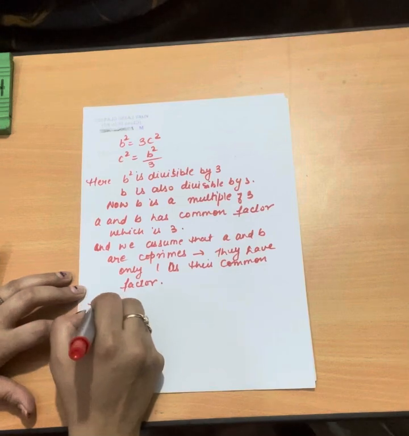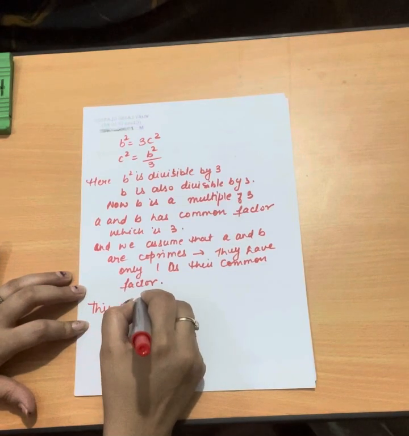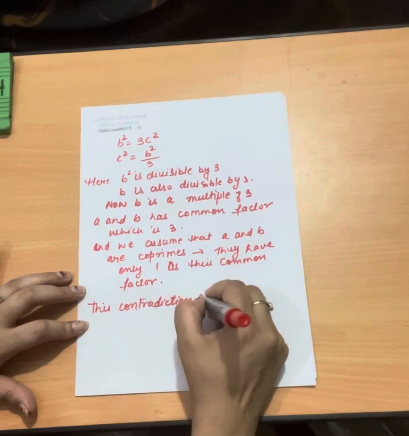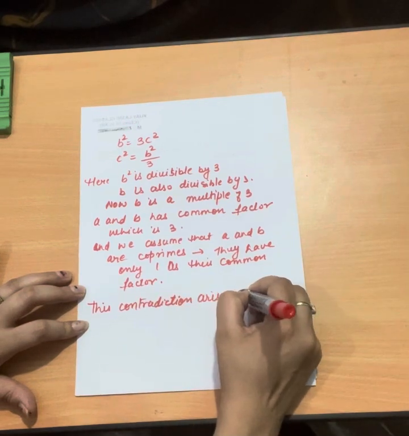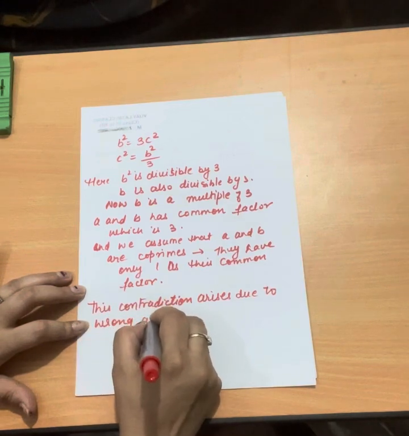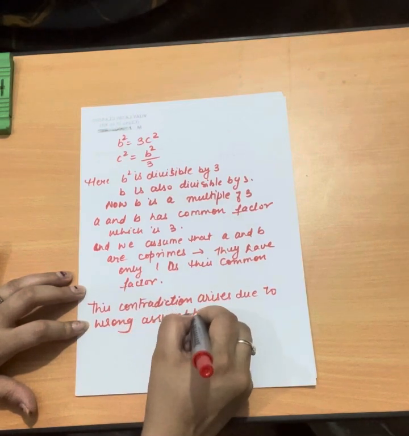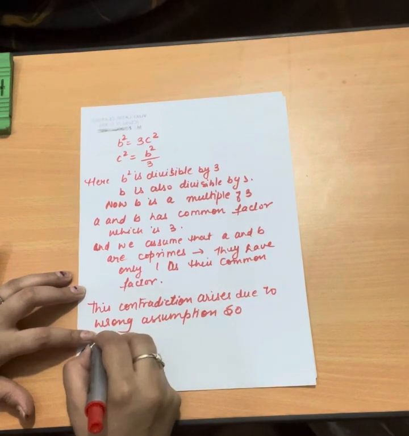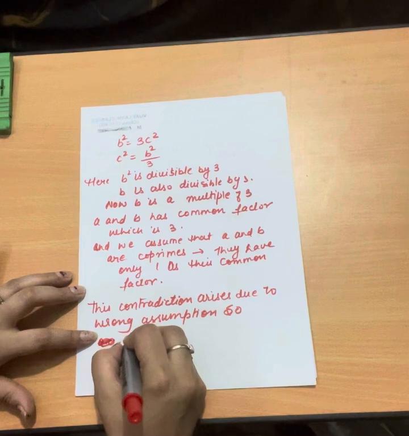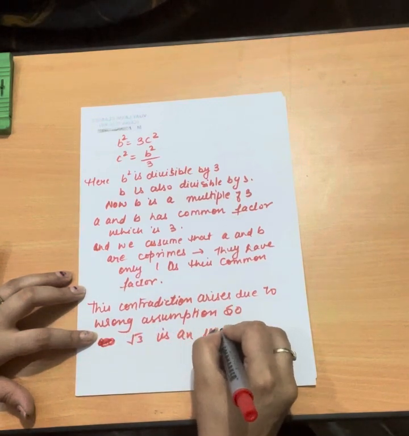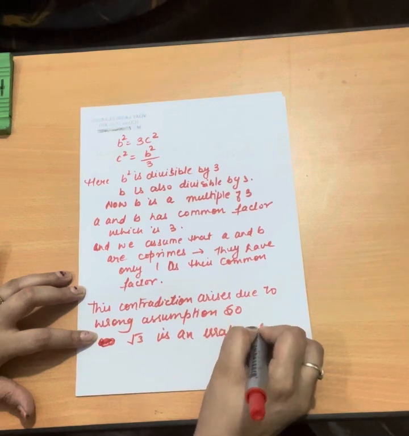That means this contradiction arises due to a wrong assumption. So root 3 is an irrational number.